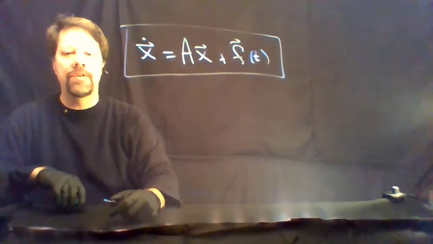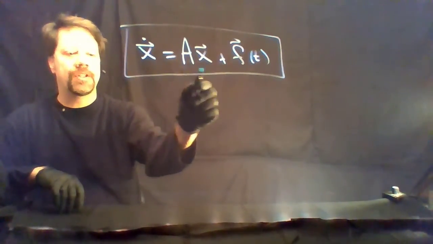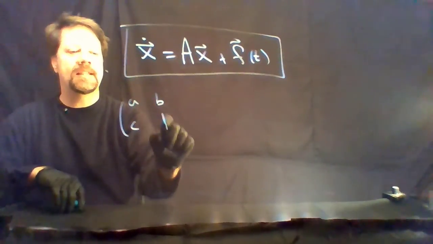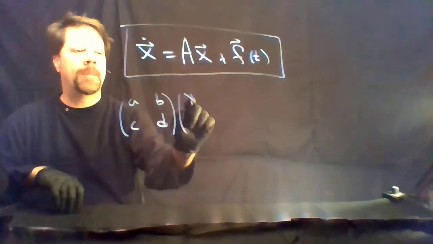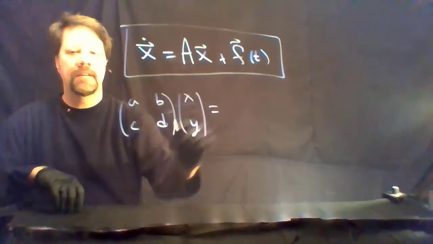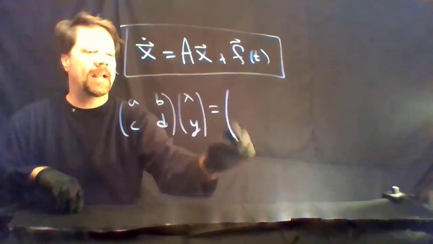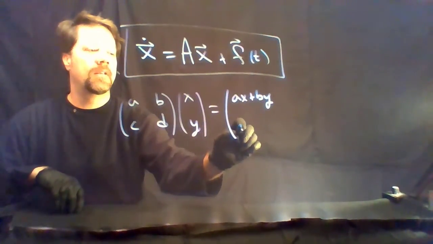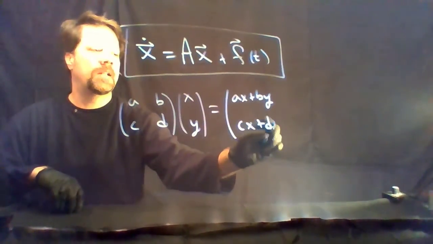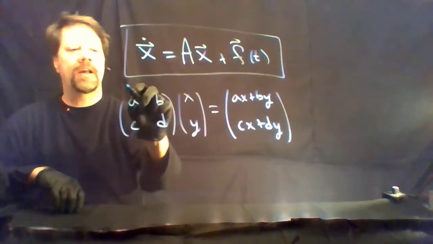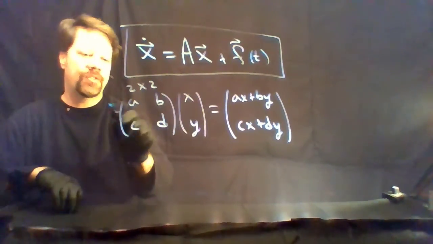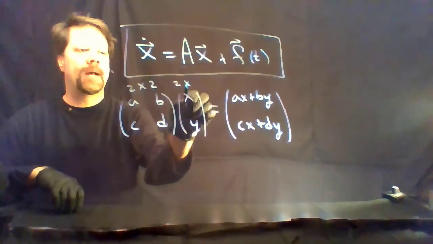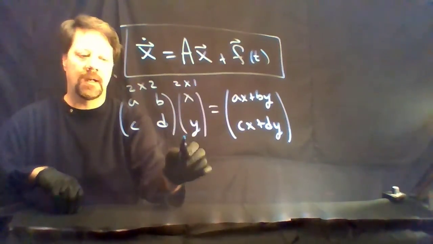So let's review matrix multiplication here. If I have a matrix a, b, c, d, and multiply it by a vector x, y, what I get is ax plus by, cx plus dy. Here I have a 2 by 2 matrix. It has 2 rows and 2 columns. This is a 2 by 1 matrix with 2 rows and 1 column.